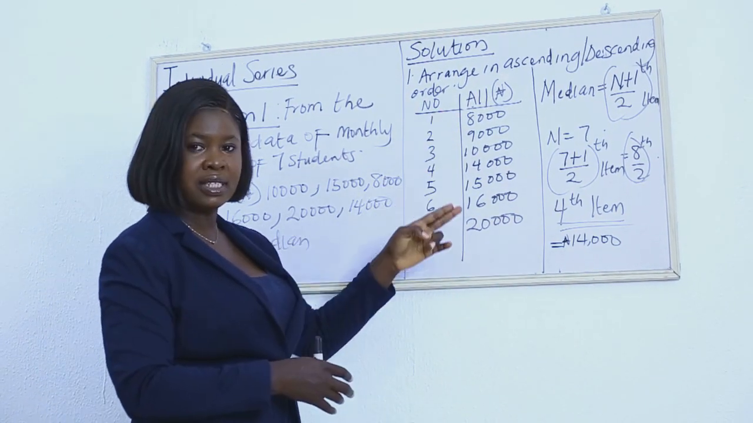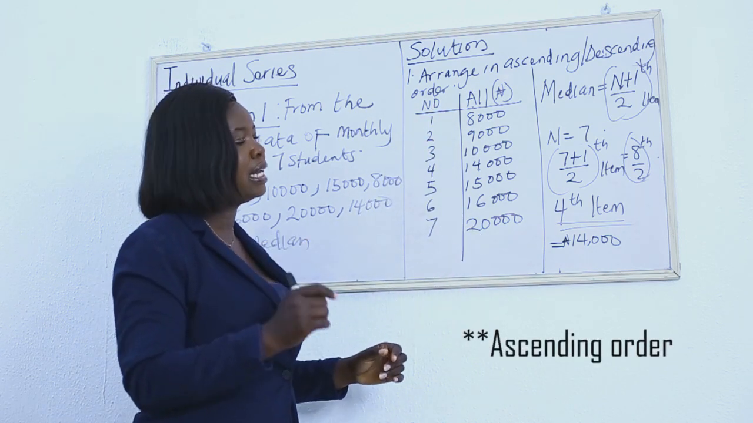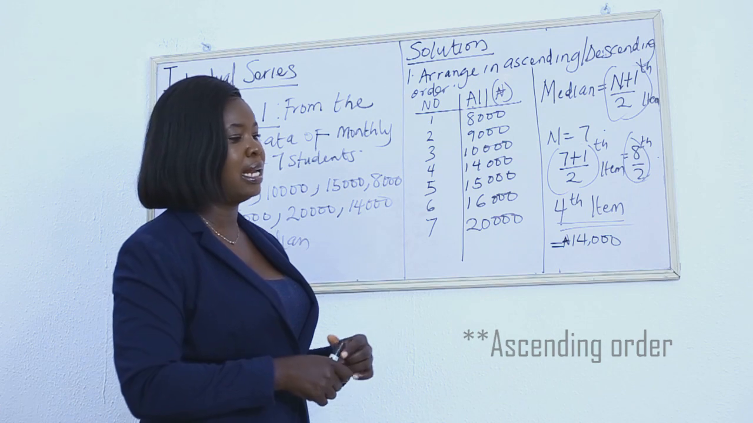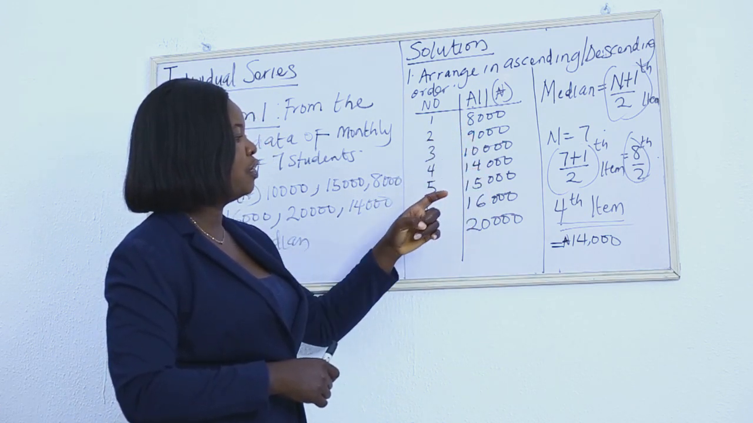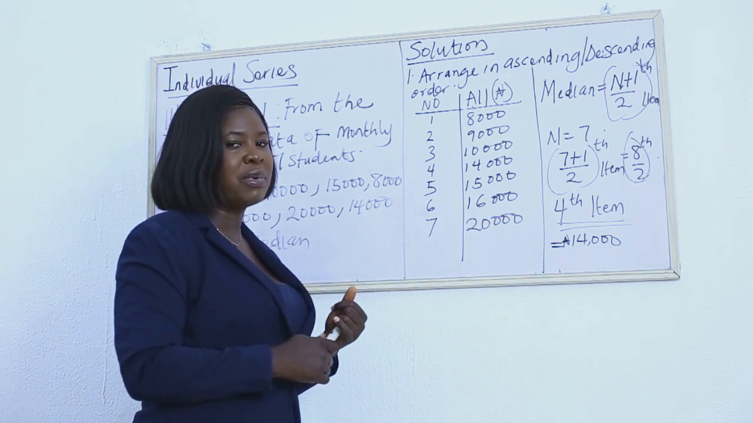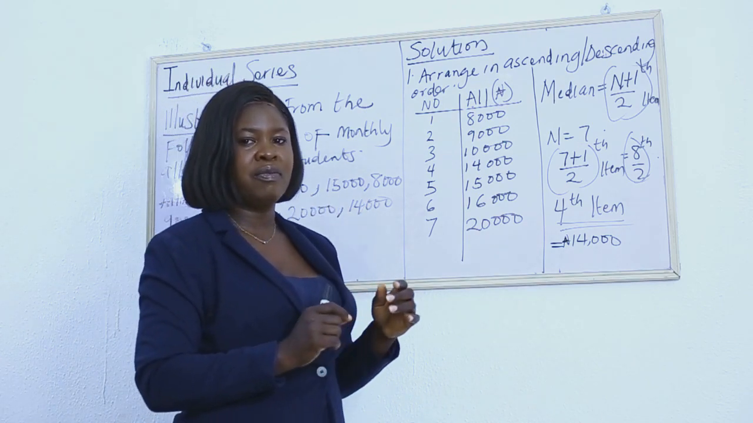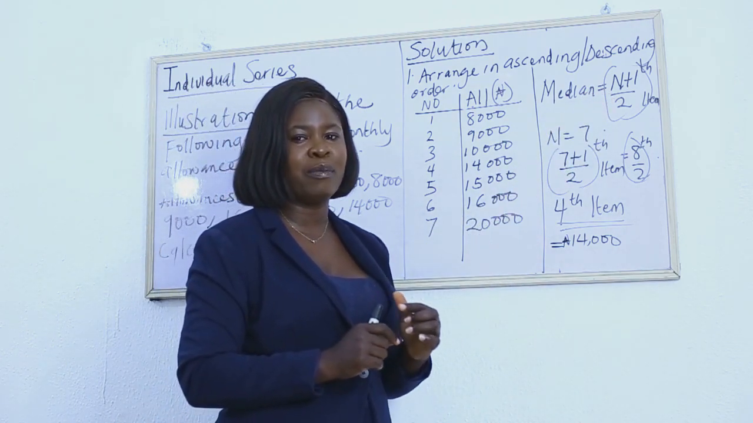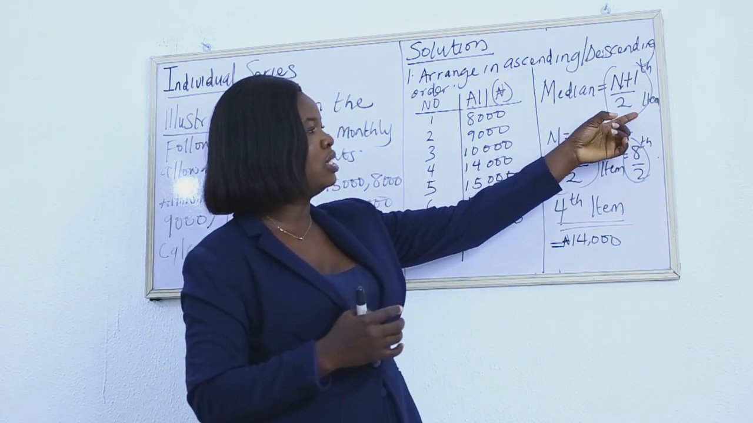I've arranged from the smallest value to the highest value, the smallest allowance to the highest allowance, which is 8,000, 9,000, 10,000, 14,000, 15,000, 16,000, 20,000. And we said the formula for median is (n plus 1) divided by 2 nth item, that is the value that will give us the median.